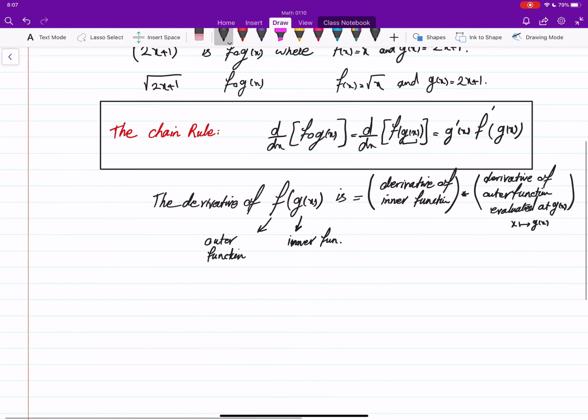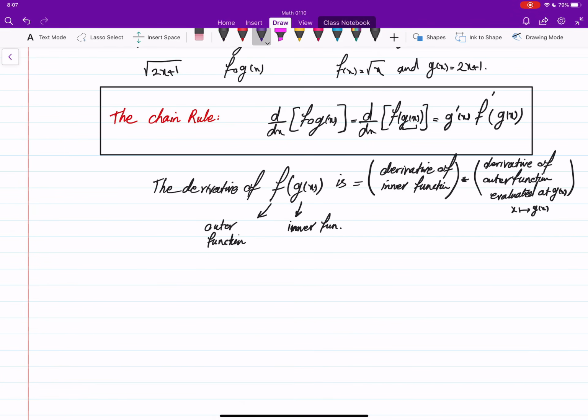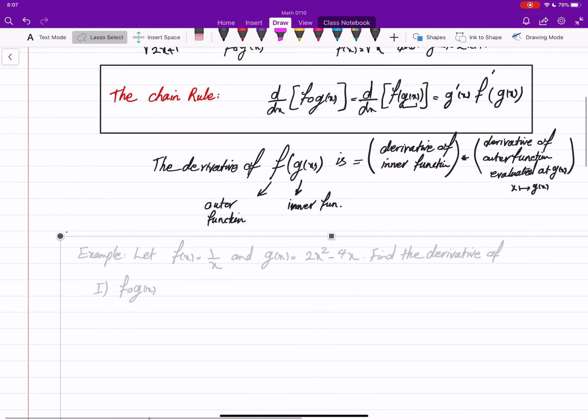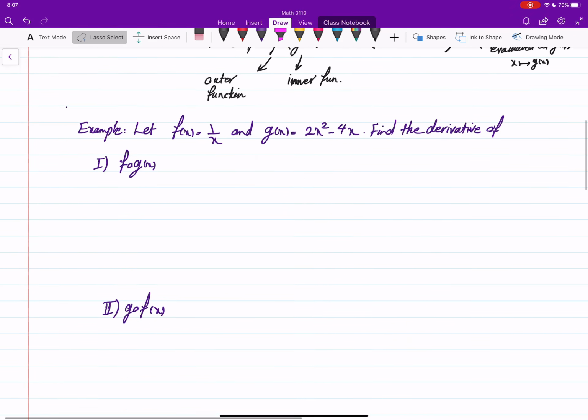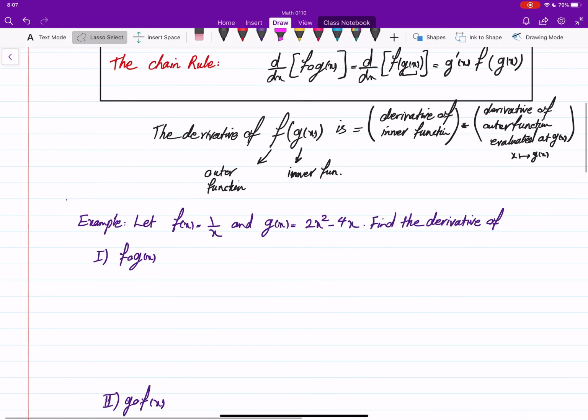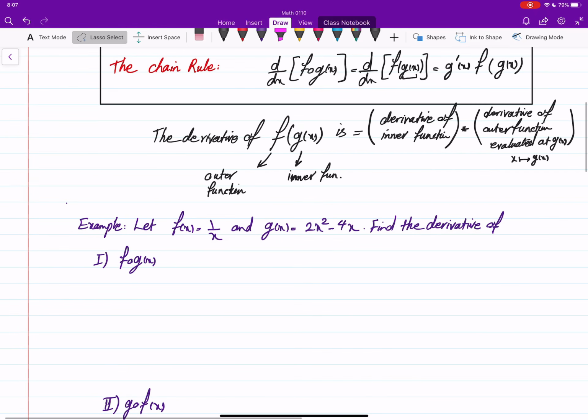Okay, so let's do some examples. Definitely without these examples we are not doing well. Here I have these examples for you. Let me keep it for now there so that we can use it.